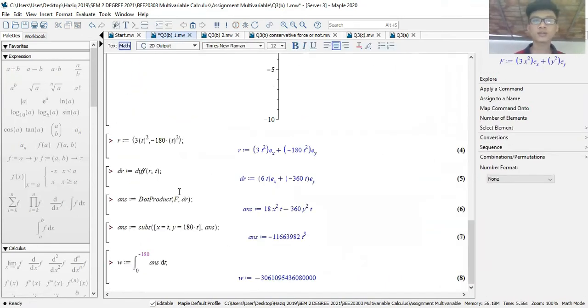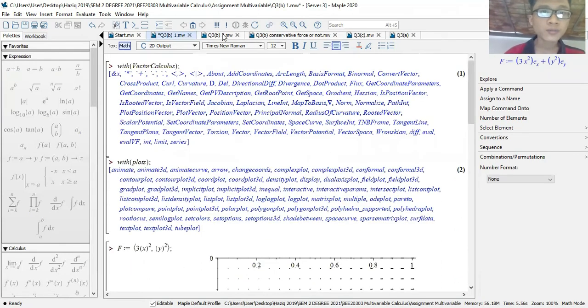Okay, and next, to get the work done, it is equal to F dot derivative of r. Given that r is 3t square, this is from the question, minus negative 180t square. Use the differentiate coding, derivative of r, we will get 6t minus negative 360t. Include the dot product and substitute x equal to t, y equal to 180t, and finally we will get the answer for work done: negative 3061 times 10 to the power of 10. So that is for the C1 curve work done.